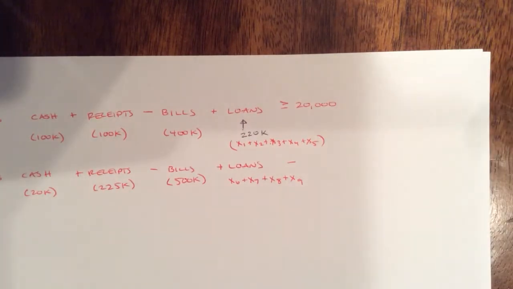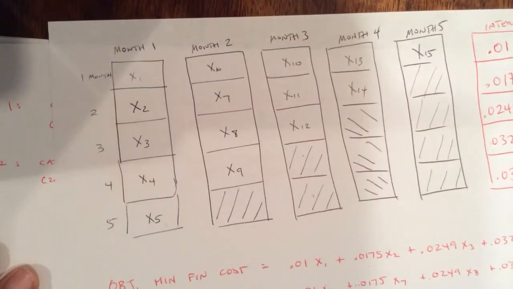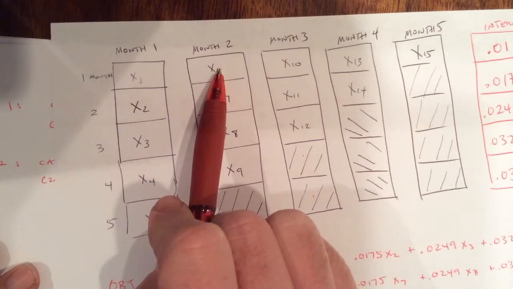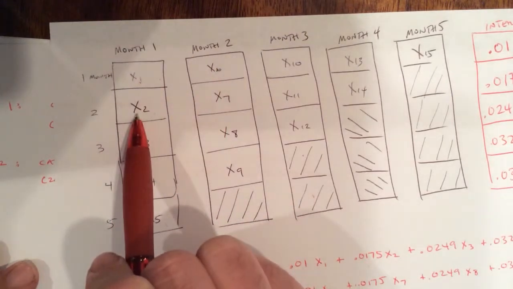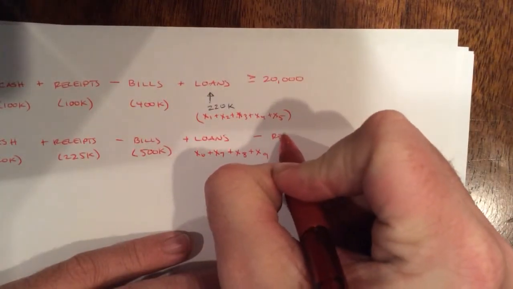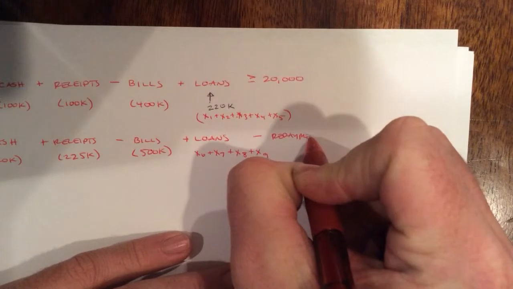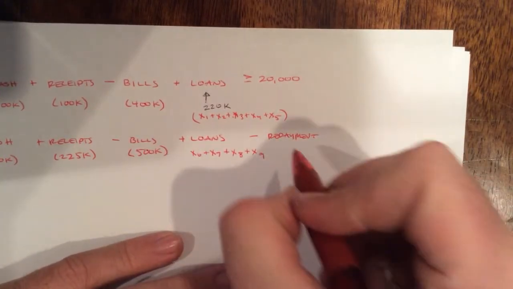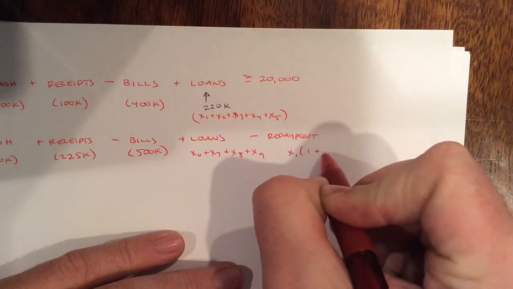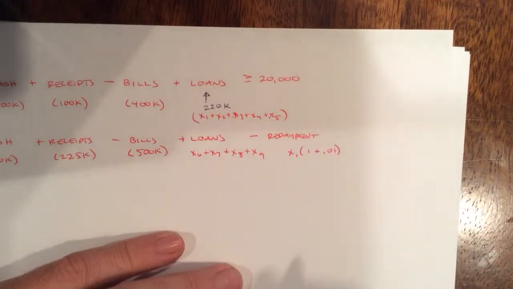Well, which loans are due the first month? If we go back to our defining our variables, in month one, X1 is due as a 1 month loan, so that's due at the end of the second month. X2 is a 2 month loan, so that's not due till the third month. So all that we have is we have a repayment such that we have X1 times 1 plus 0.01.